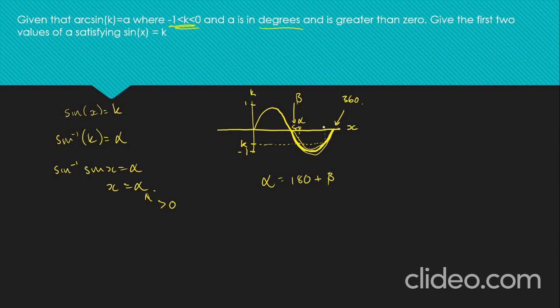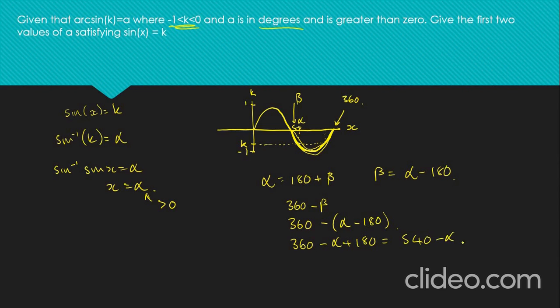So what I need to find out is what's this gap here? Well, this gap here would be 360 minus that value, beta. But beta is equal to alpha minus 180. And so therefore we've got 360 minus alpha minus 180. And so therefore you get 360 minus alpha plus 180, which equals 540 minus alpha.